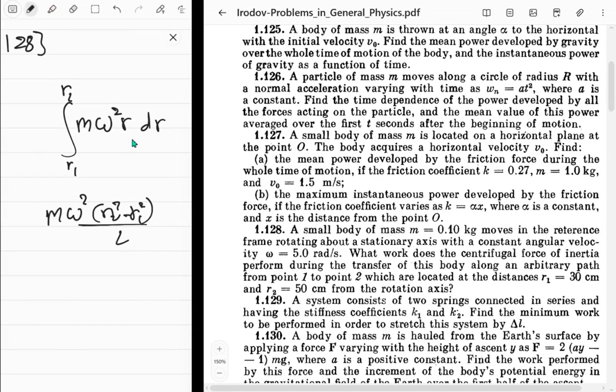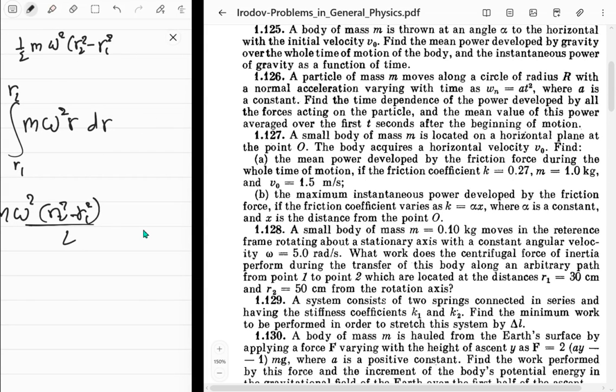Yeah, it's actually very simple. I don't think it should be that simple. It is. Half m omega squared times (r2 squared minus r1 squared). That is the work done. Well, let's check the units. Omega r2 is just v, so v squared, no big deal.